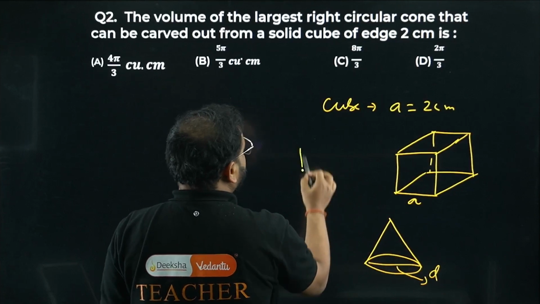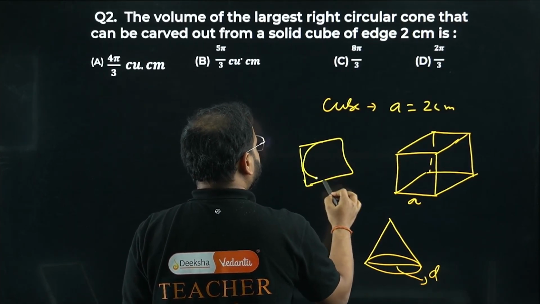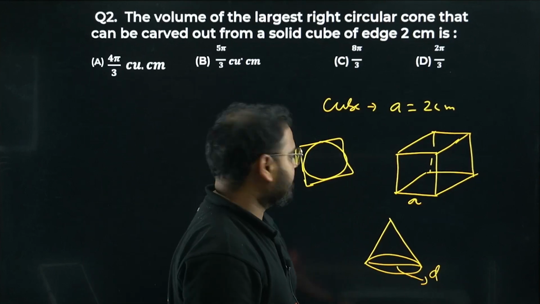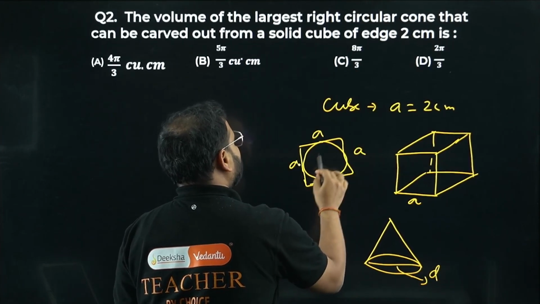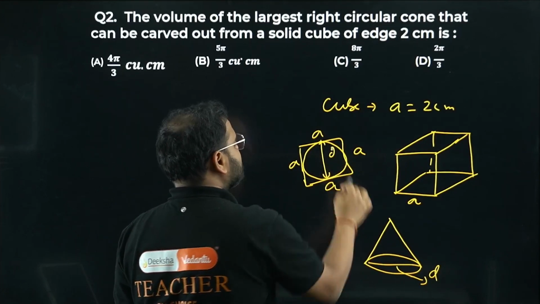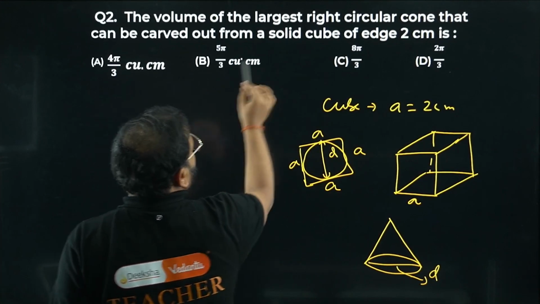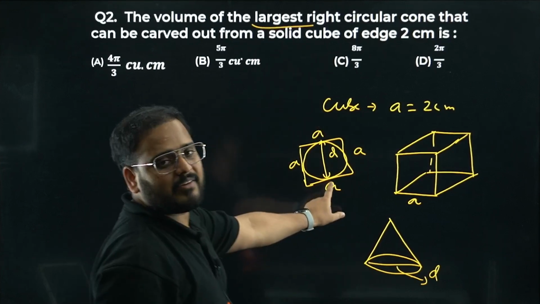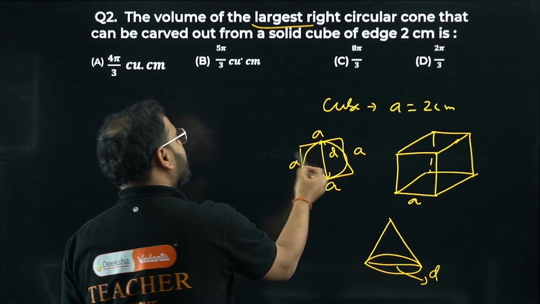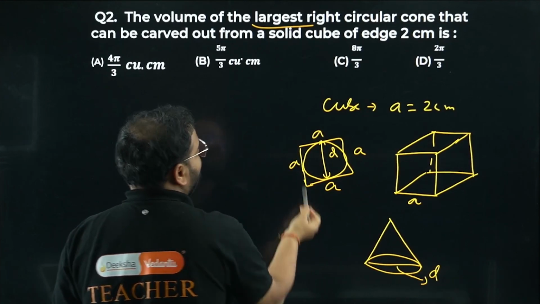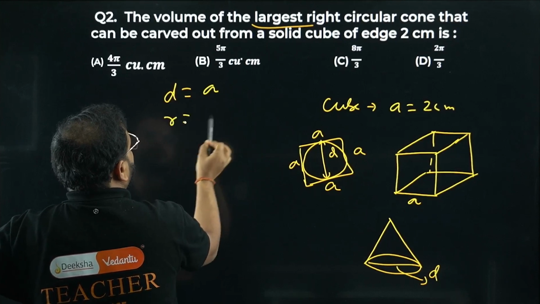Let's say this is the base of the cube, my circle can maximum look like this. Yes or no? This is the base of cube, A. And what's the diameter? Diameter is always this D. This is the best you can get, the maximum value. The largest cone can be having this base. In that situation, what is the diameter? Simply equal to the edge length A, means D is equals to the edge length A. So what is R equals to? A by 2.